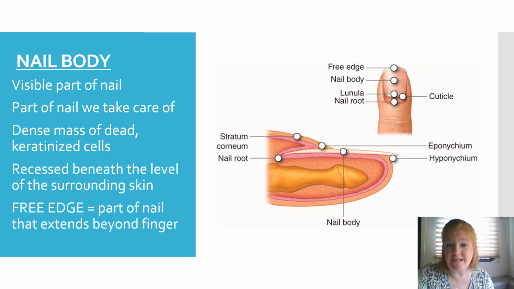It has a free edge, and that's the part of the nail that extends beyond the tip of the finger or the toe, okay? So if you look at your nails and you can see part of the nail that extends beyond the tip of your finger, that's called the free edge.